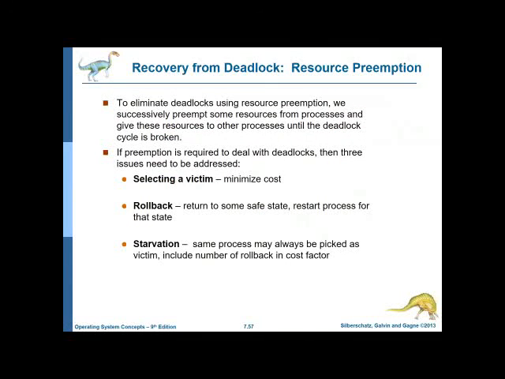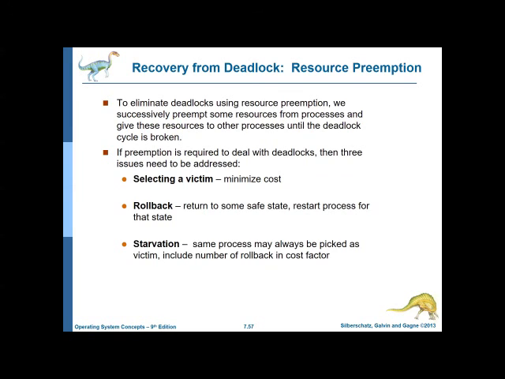To eliminate deadlocks using resource preemption, we should preempt some of the resources, not all, from the processes, and give these resources to other processes until the deadlock cycle is broken. Preempting means we are moving a resource from one process to another. We are purposefully doing it even though the process did not complete its task. So we preempt some resources from the process and give them to others so that the cycle is broken somehow. Now, what are the ways this preemption can be done?